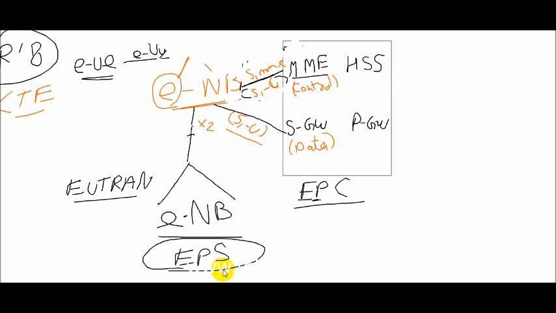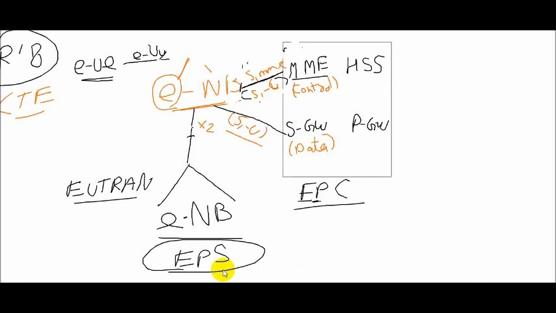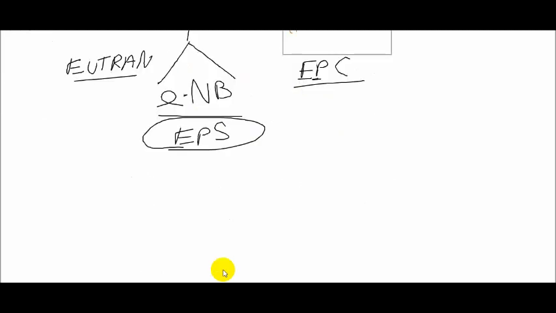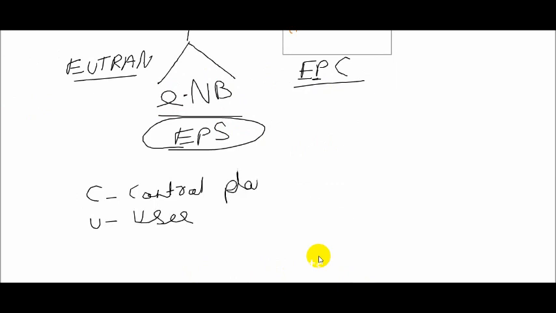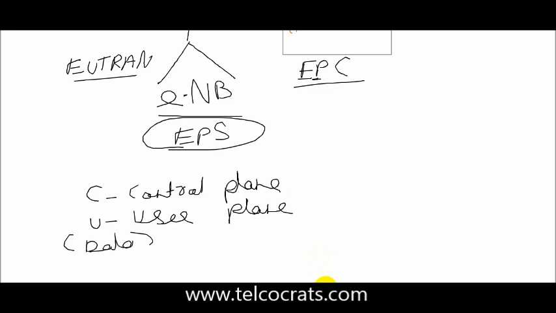Okay, U stands for user plane. Good question, Jyoti. Normally we always talk about the two things, control by C. U stands for user plane. Control plane, user plane. If we talk about the user plane, we're talking about the data part. If you talk about the C, we're talking about the signaling.